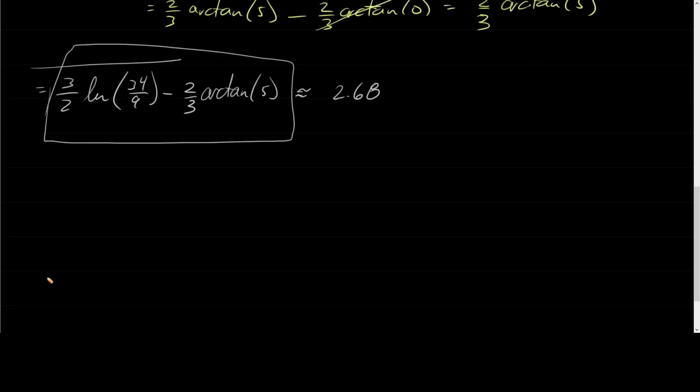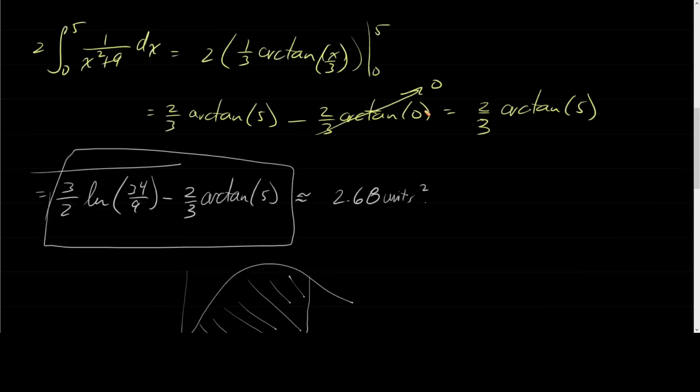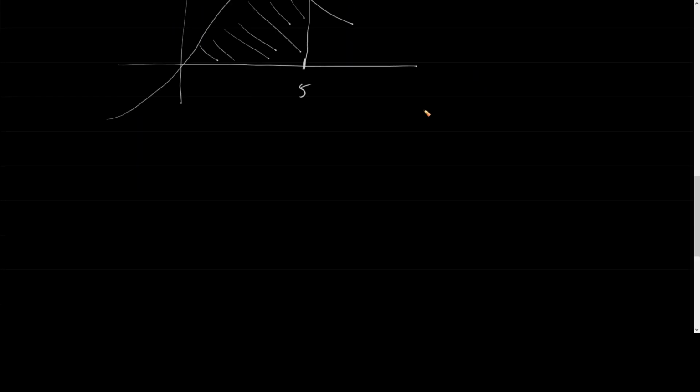In terms of the graph that we just found, let's see the area, the region. It looks something like this, right? Where over here somewhere is 5. So that's the region, the area of the region that we found. Units squared. Okay. Next one. So that was A. B.